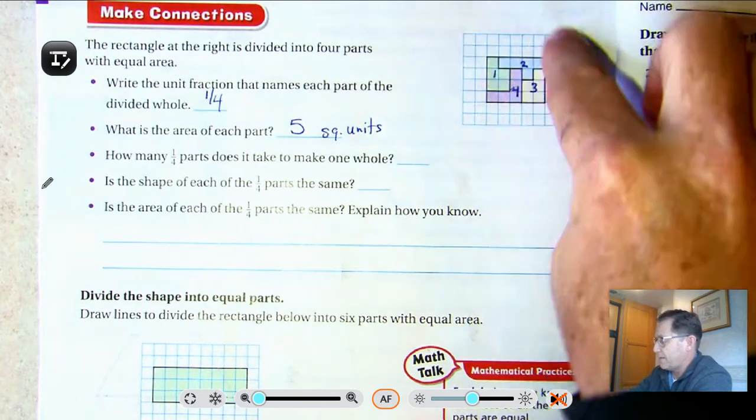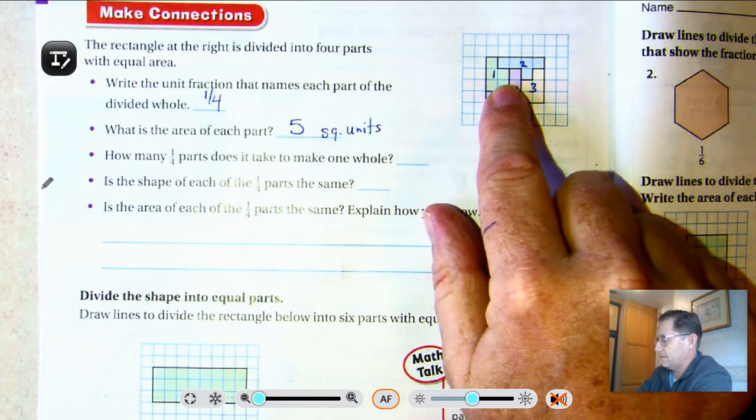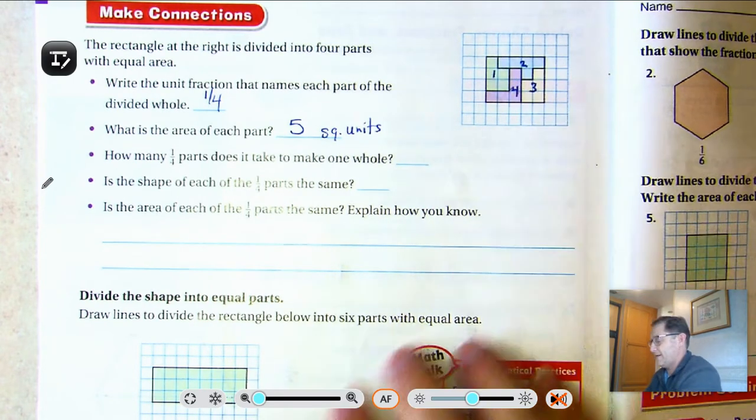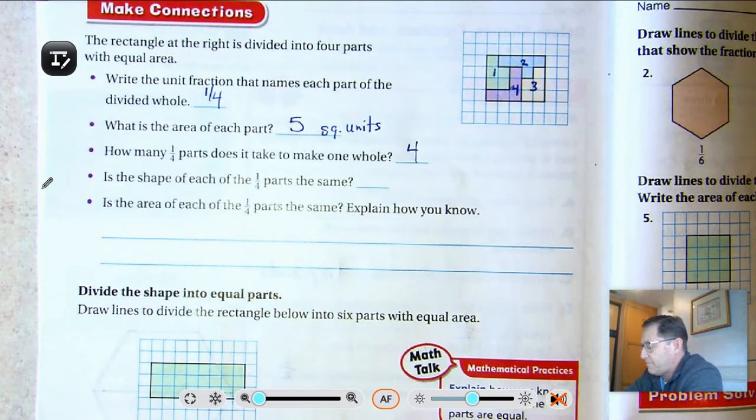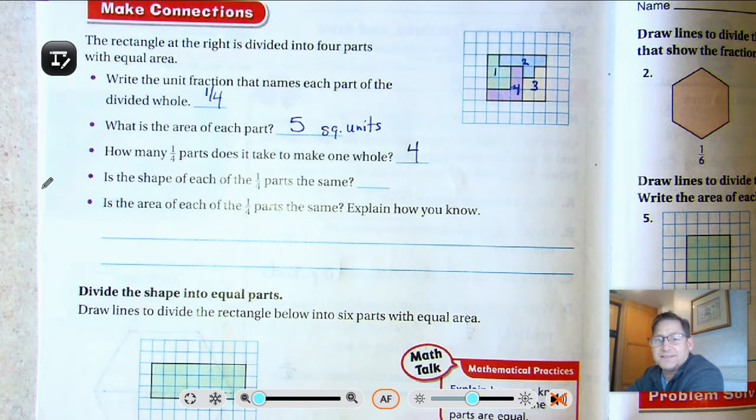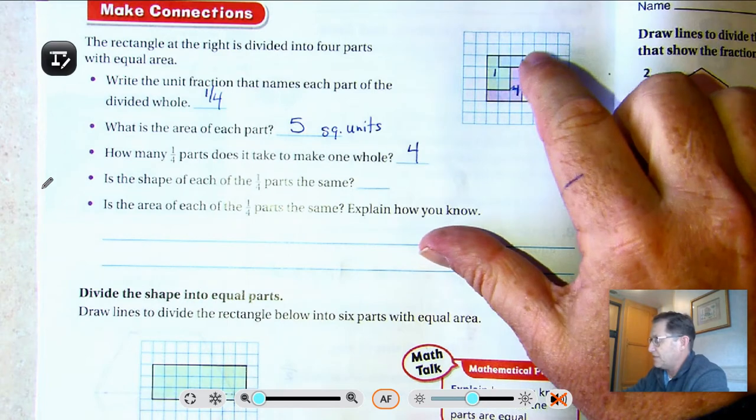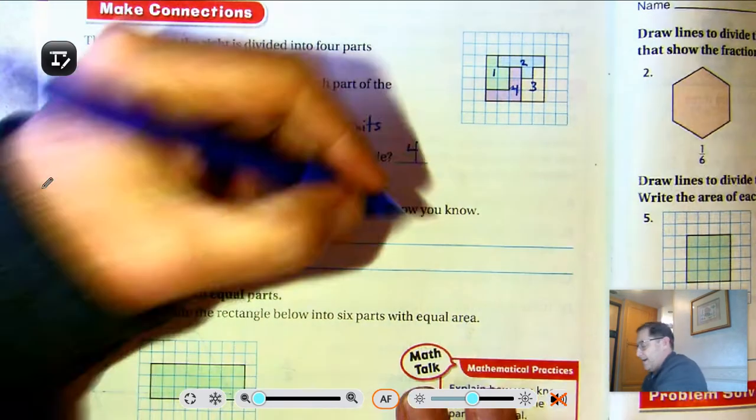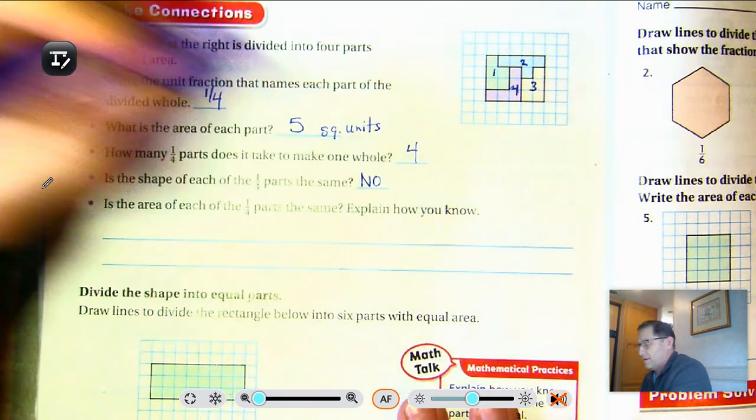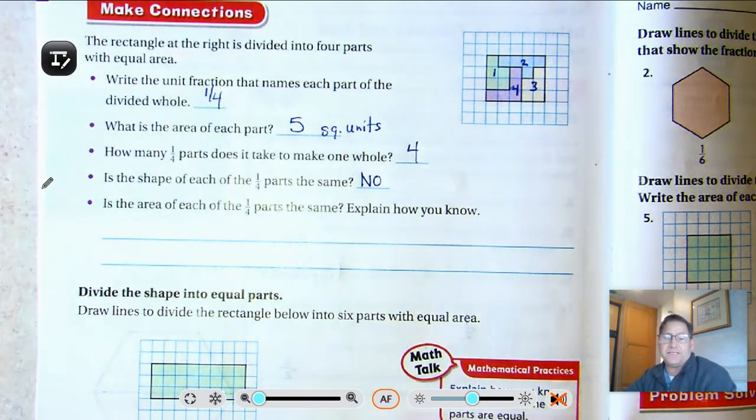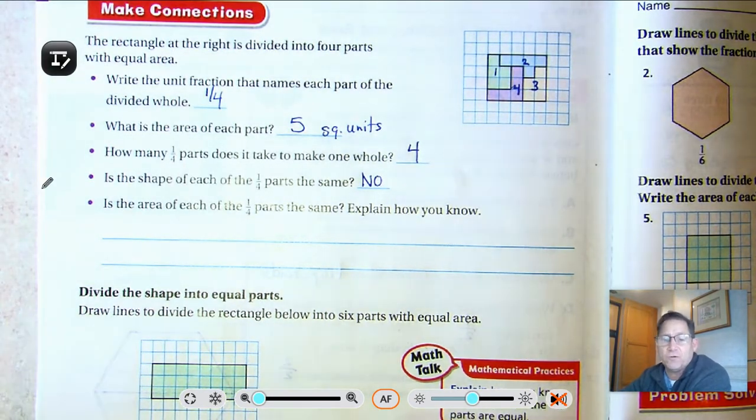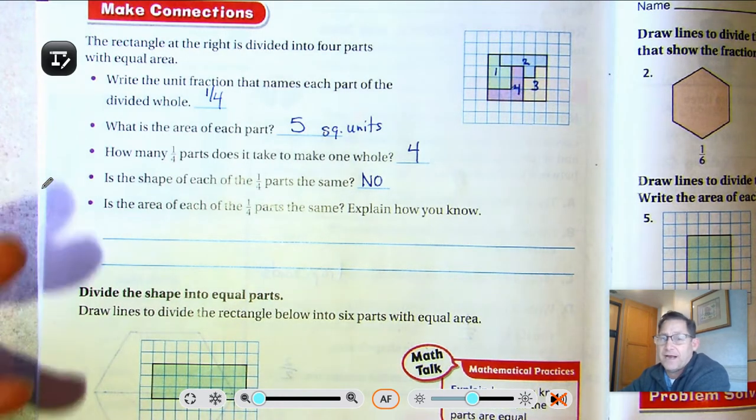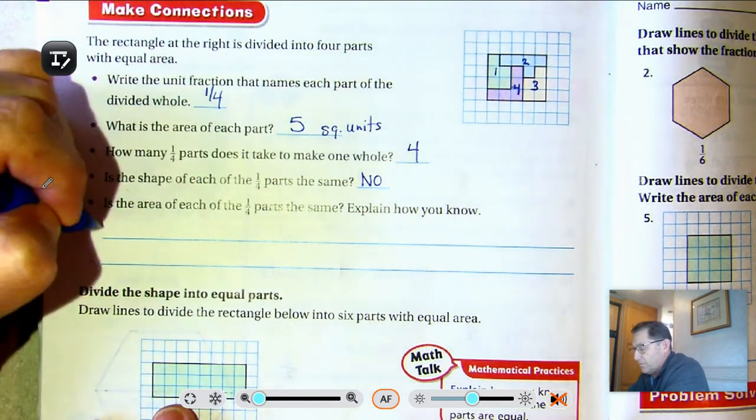Well, to make this whole shape, how many of the 1/4 pieces do I need? I need 4. Is the shape of each of the 1/4 parts the same? Are they shaped exactly the same? No, they're not. Is the area of each of the 1/4 parts the same? Yeah. Explain how you know.